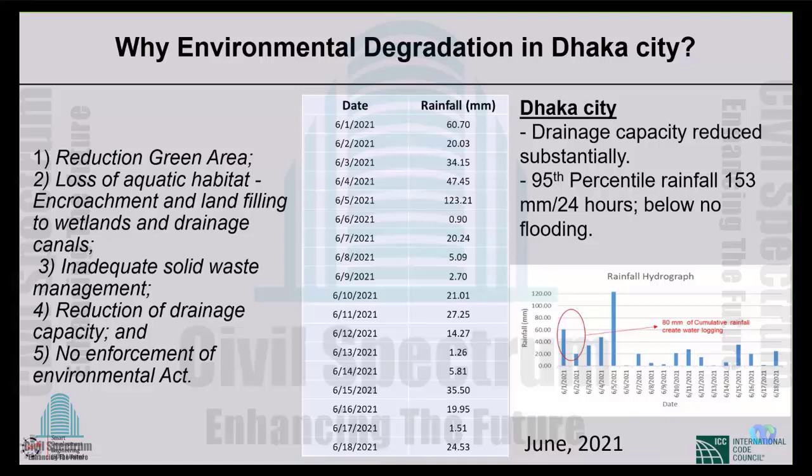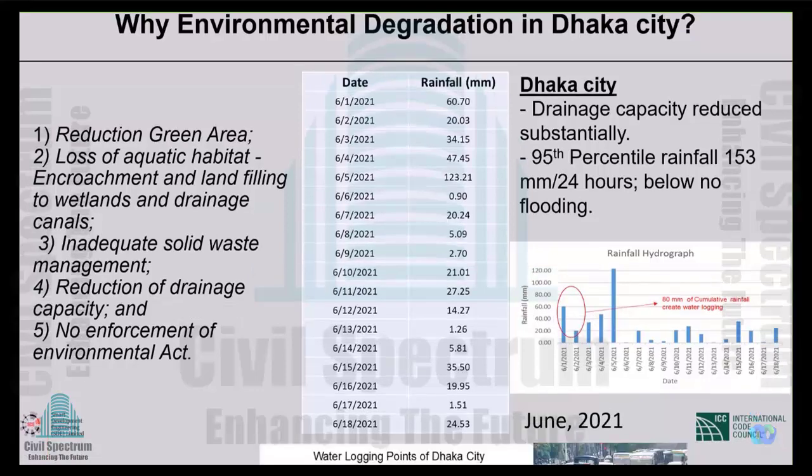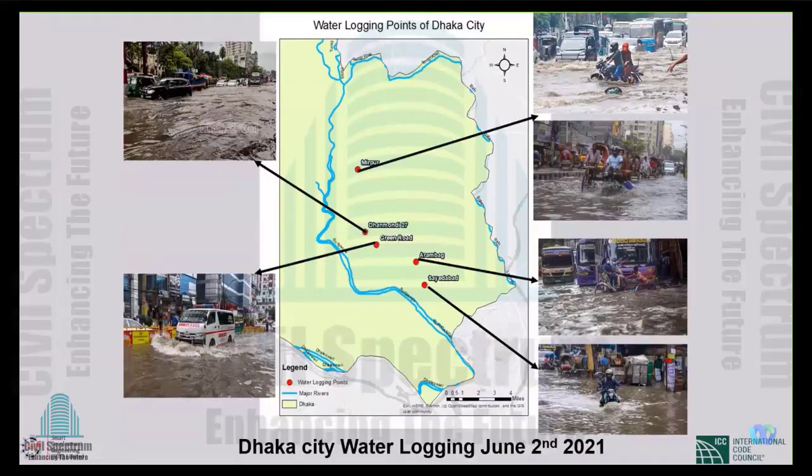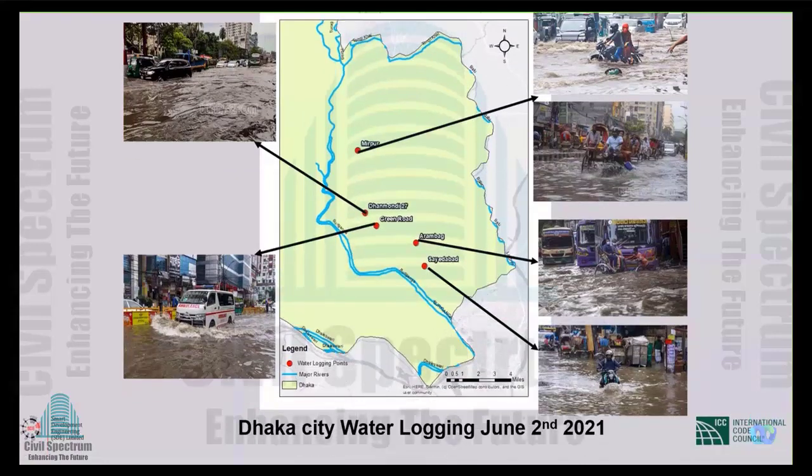Even then, we suffered because there is no wetland, no drainage system. Ultimately, our house goes underwater, maintenance goes up, and the structure becomes vulnerable. You have to know that. You have to understand, and accordingly, you have to plan for it. And here are some examples of Dhaka city flooding. That is evidence; these are the areas where we have problems with water.